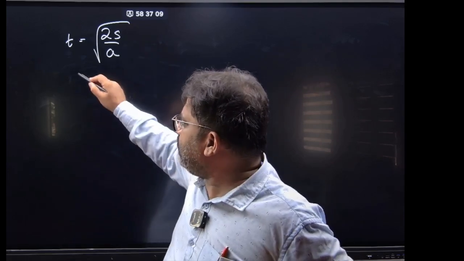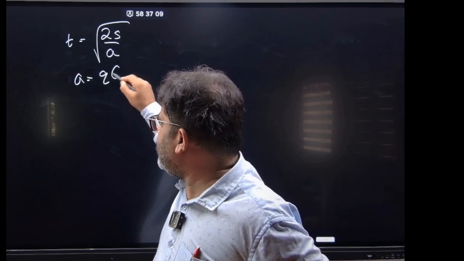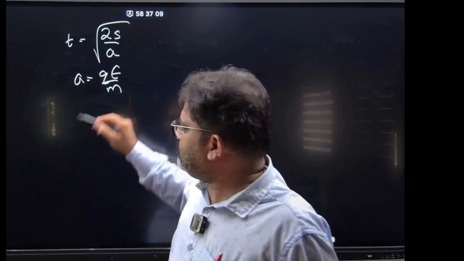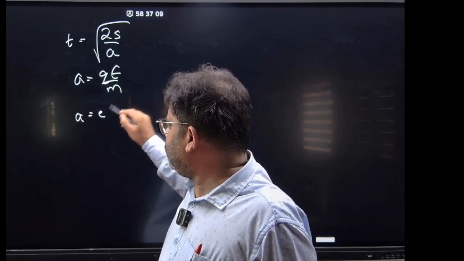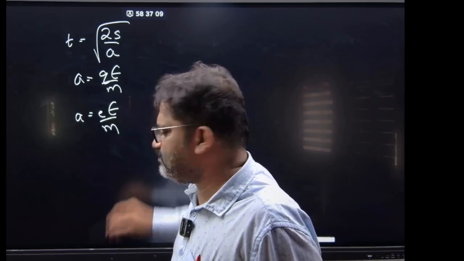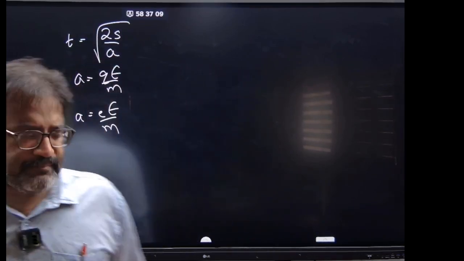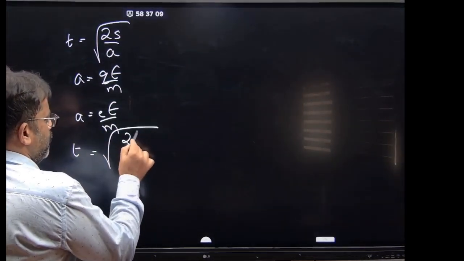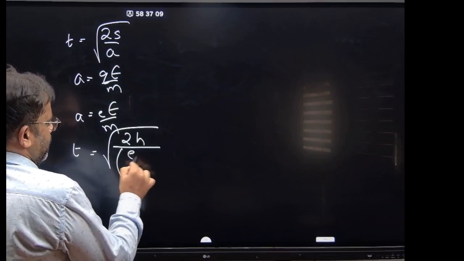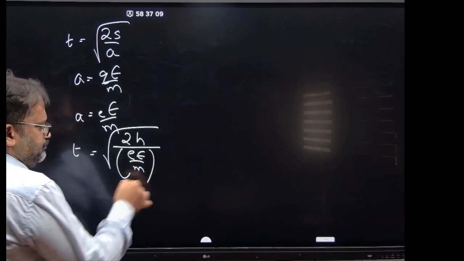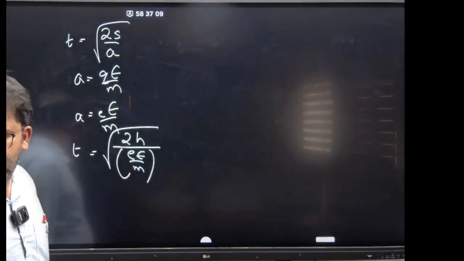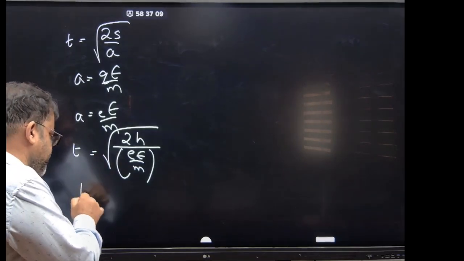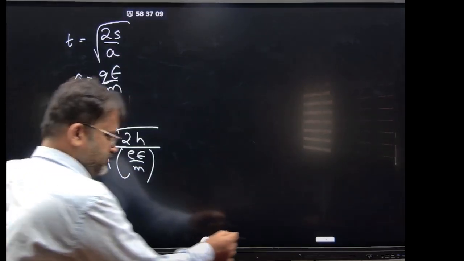Now what is a? We have already known that it is QE by m. But the charge of the electron is given as small e. So that means a is equal to small e capital E divided by m. Now t is equal to what then? It is root of 2h divided by e E by m. Now what can you do? Take them to the numerator. Then what are you going to get? T is equal to root of, sorry, it looks like f.